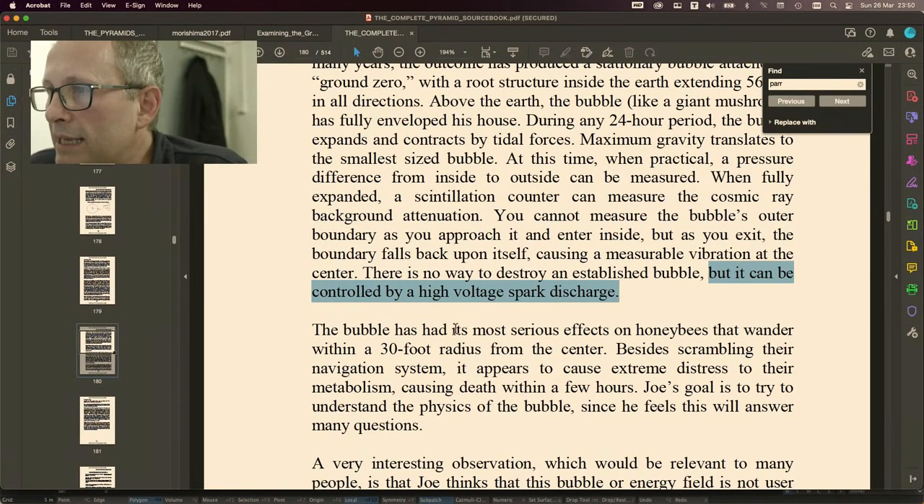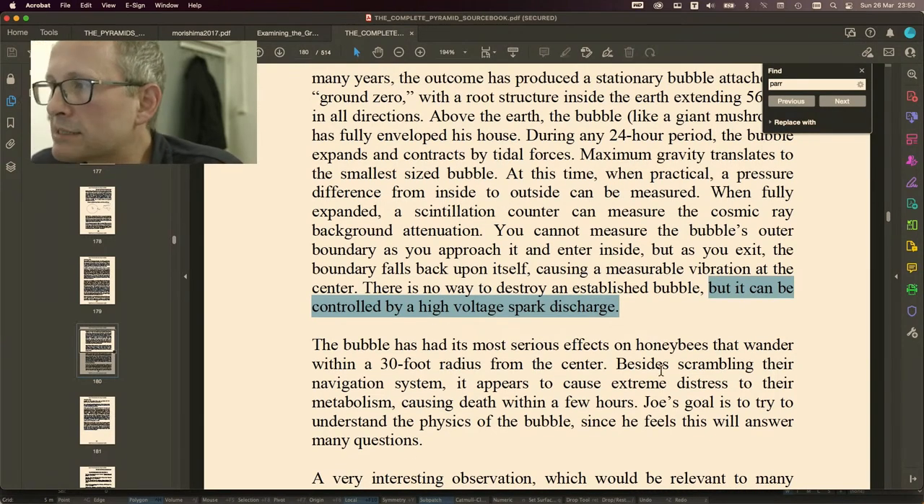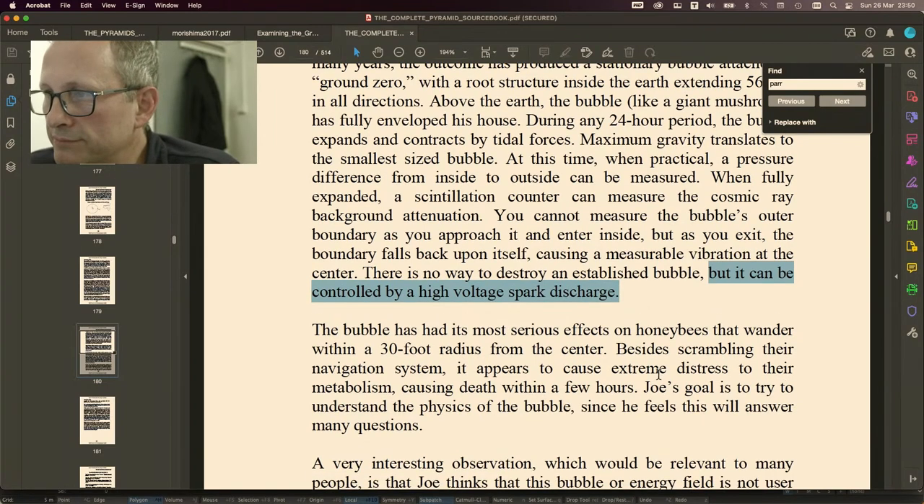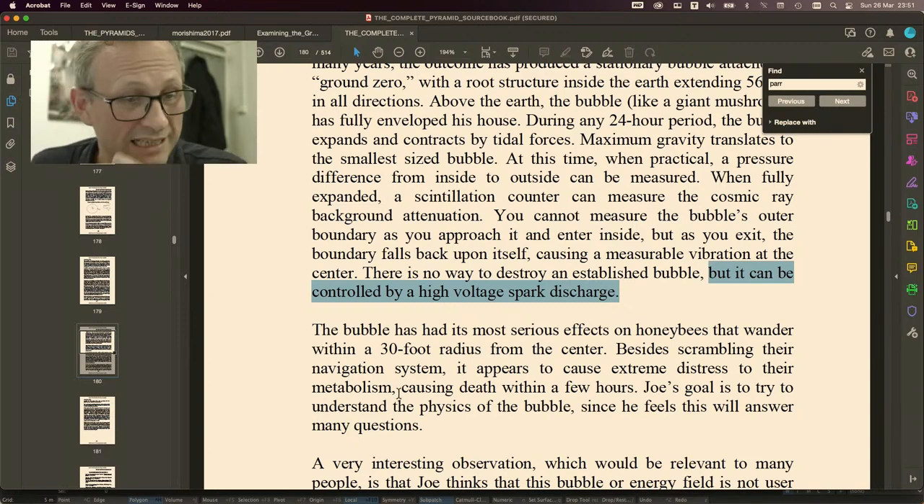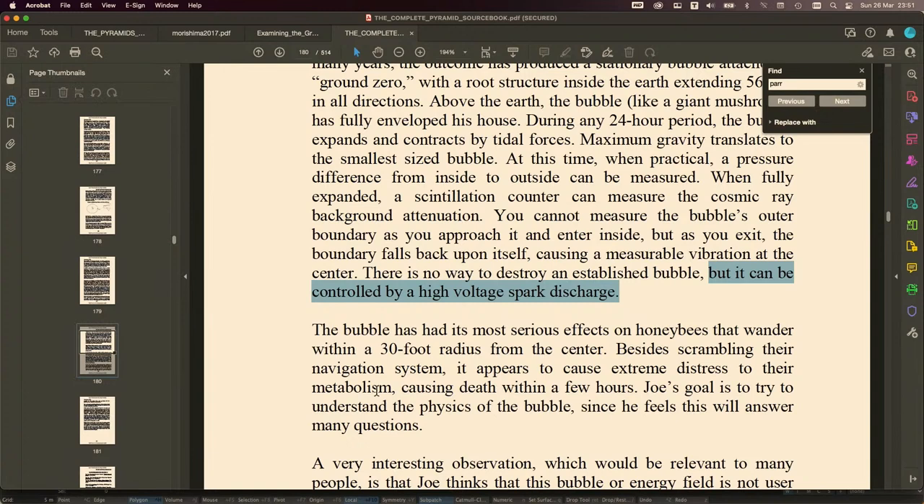The bubble has had its most serious effects on honeybees that wander within a 30-foot radius from the center. Besides scrambling their navigation system, which one would imagine means it affects the geomagnetic field of the Earth and potentially electrostatics, it appears to cause extreme distress to their metabolism, causing death within a few hours. This is a concern to me, because a lot of antennas are using this principle. Just saying.